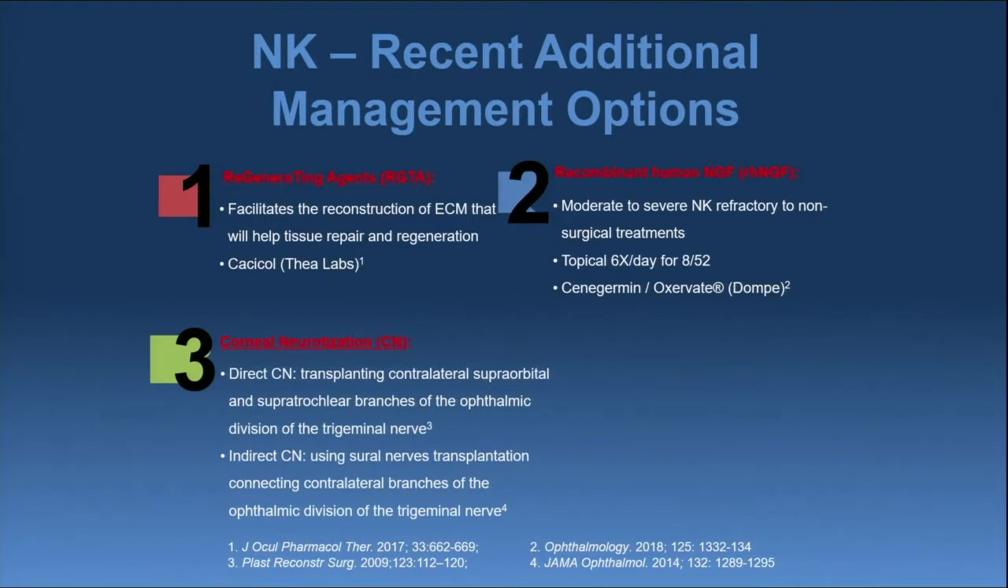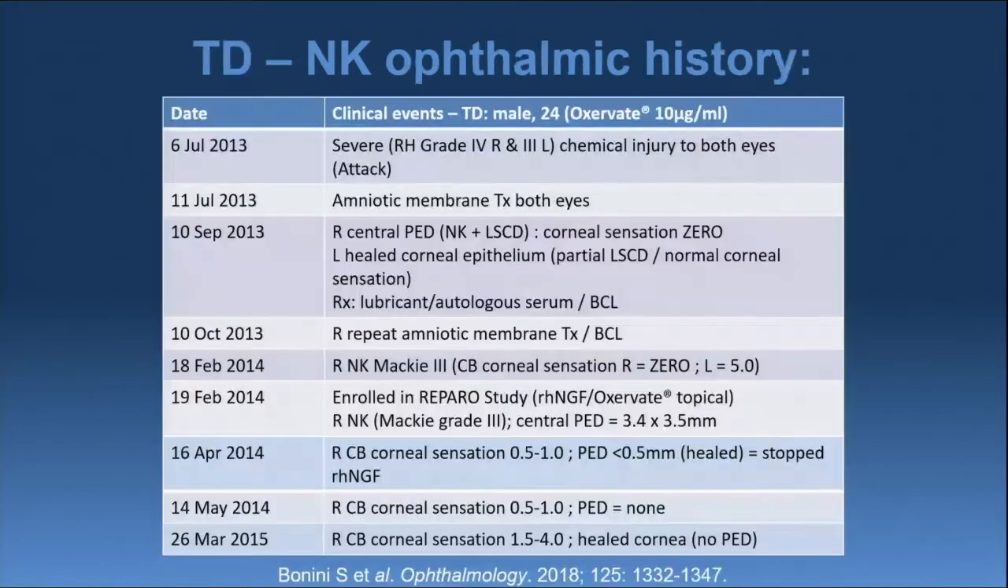And finally, number three is corneal neurotization. The first paper was published in 2009. You can do direct corneal neurotization from one side to the other side, or you can do indirect. This was developed by the group in Toronto in kids, where you use the sural nerve from the legs and then link the two, the contralateral eye and the eye affected by the condition.